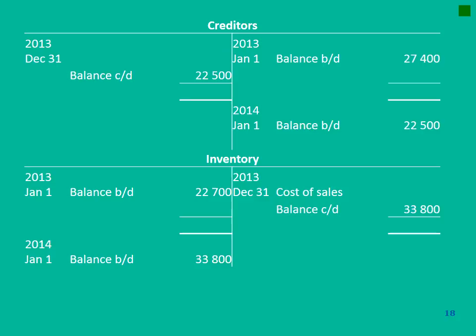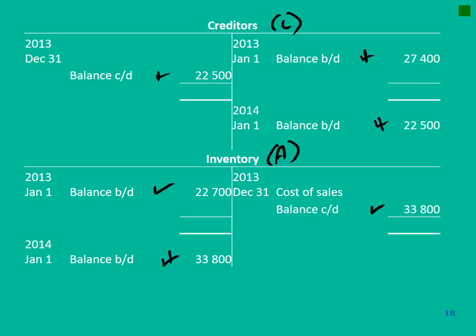So I start off by putting in the balances that I've been given. Creditors, remember, have a credit balance. This is your opening balance, and then your closing balance gets carried down, 22,500. Inventory is an asset. So creditors were liability, so they have a credit balance. Inventories are an asset, so they have a debit balance. That's your opening balance on inventory, and this is your closing balance of inventory.